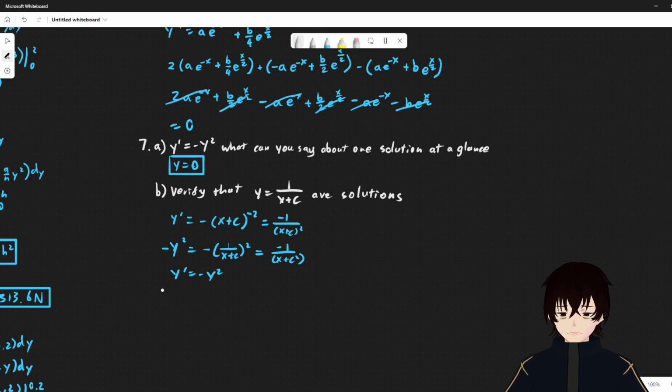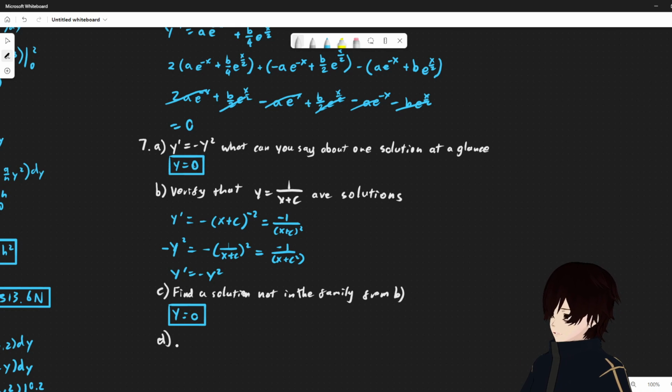Here we go. Part C. Find a solution not in the family from problem B. Okay. Y equals 0. Because y cannot equal 0 in the family from B. Another 3 point claimed.